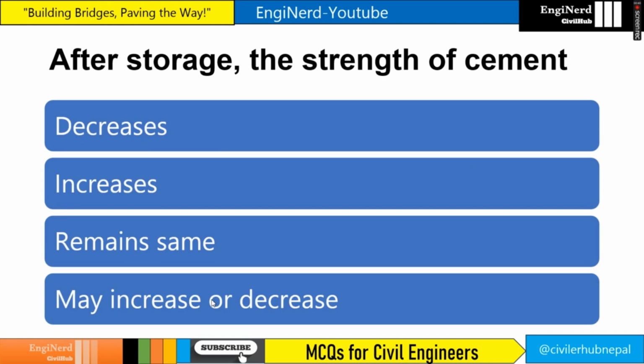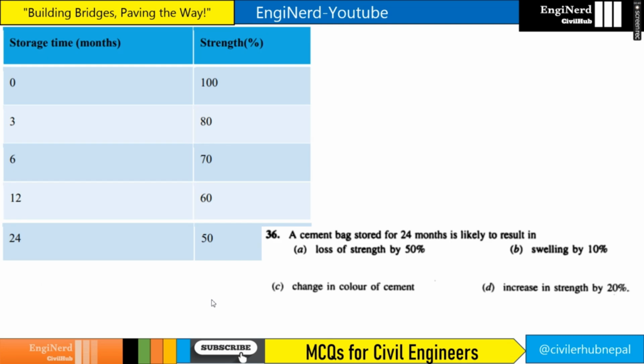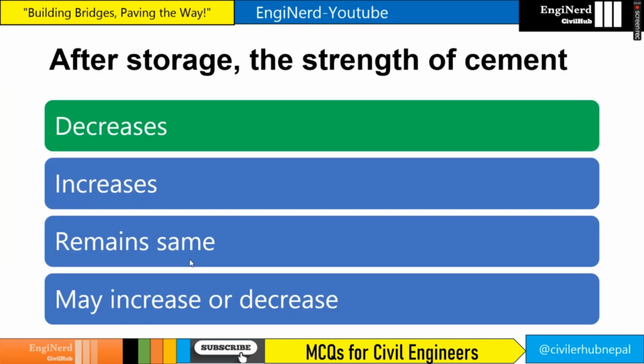After storage, the strength of cement decreases, increases, remains the same, or may increase or decrease. If you see here in the table, storage time is written in the first column and strength percentage in the second column. If you consider 100% strength at the start, after 3 months it will be 80%, then 70%, 60%, and 50% in 2 years or 24 months. Related to this, another question: a cement bag stored for 24 months is likely to result in what? Loss of strength by 50%, right? Loss of strength by 50%. So the strength of cement decreases after storage.